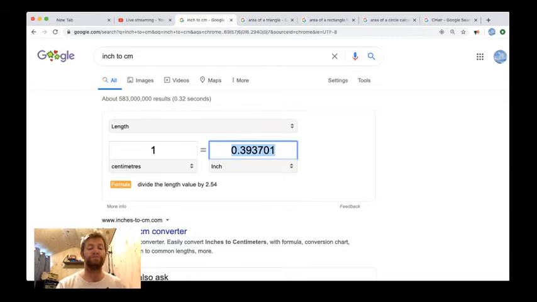You don't need to go 0.393 unless you're feeling ambitious. If you're feeling super ambitious, you can go 0.3937. But I'm totally okay with just 0.39. Okay? So that's the second task.